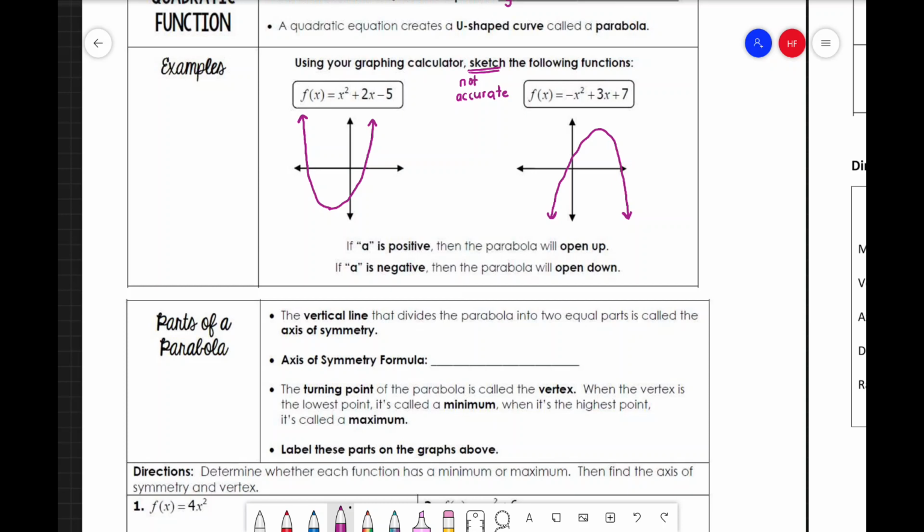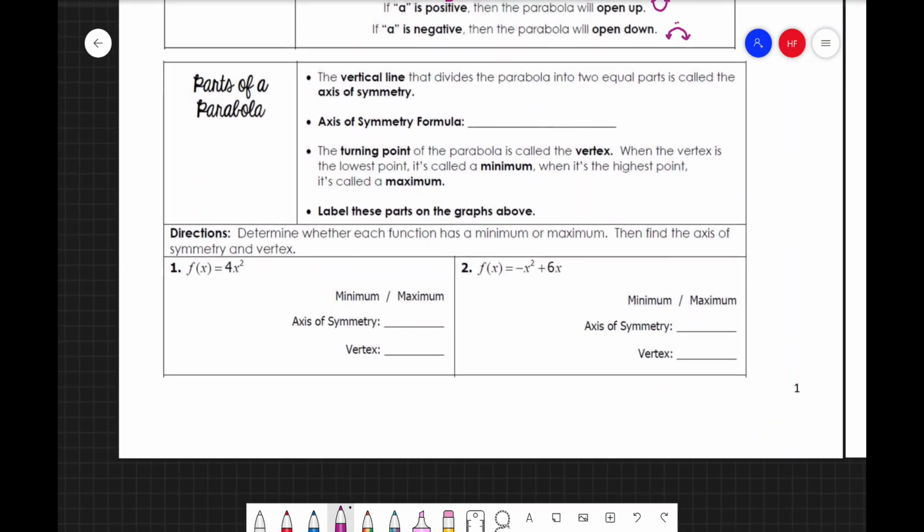So that a value, the first value we have, if it is a positive number, then the parabola will open up. So it's going to look like this. So if a is positive, then we have a happy face. If a is negative, then we're going to be negative with a frowny face. We're going to open down. So remember, a is that first number when we're in standard form. So if a is positive, we're happy. If a is negative, we're going to be frowning.